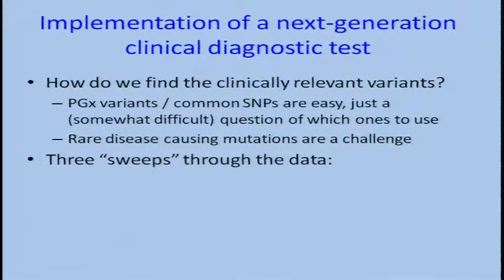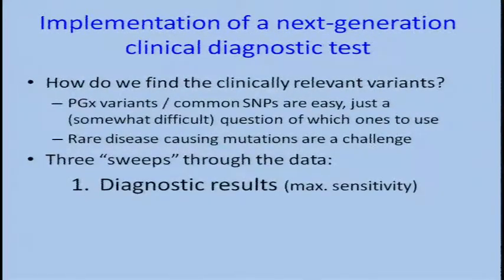So we envision that for a clinical diagnostic test based on a next-gen sequencing platform, we're going to do three sweeps through the data. The first one's going to be your diagnostic results. So this person is being sequenced because of multiple congenital anomalies. There's going to be an analysis of those genes that are involved in those conditions. We're going to report back something that says this is the diagnostic result. Or you could replace that with breast cancer or aortic aneurysm. Whatever the phenotype is, there's going to be some diagnostic analysis that's focused on that.